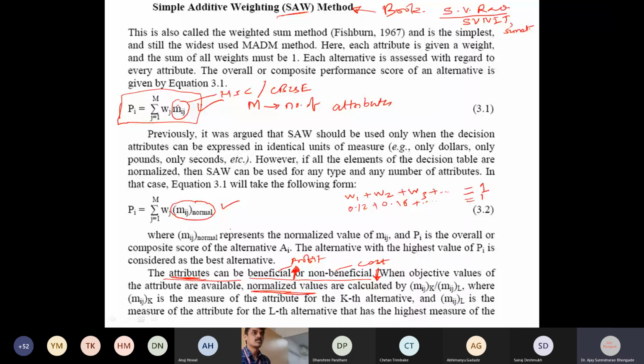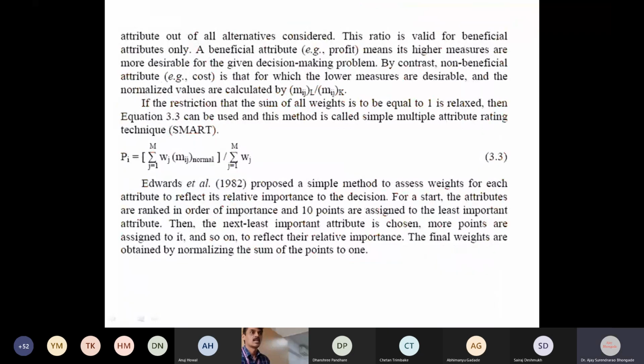But if that weight is more than 1, relax. If the sum of weights is more than 1, then we use this formula. That is called the simple multiple attribute rating technique. They call it SMART. So this is where we can have it, and then we divide it by the number of weights itself, right?